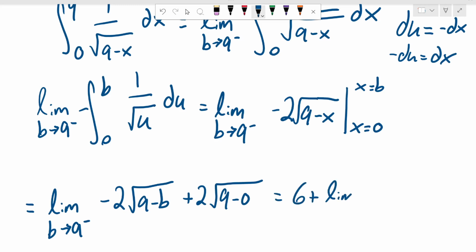And then we'll have the limit as b approaches 9 from the left of negative 2 root 9 minus b. So we'll just go ahead and sub 9 in right here. And we'll get 9 minus 9. So this is 0. So this whole thing is 0. So we're just going to be left with 6.